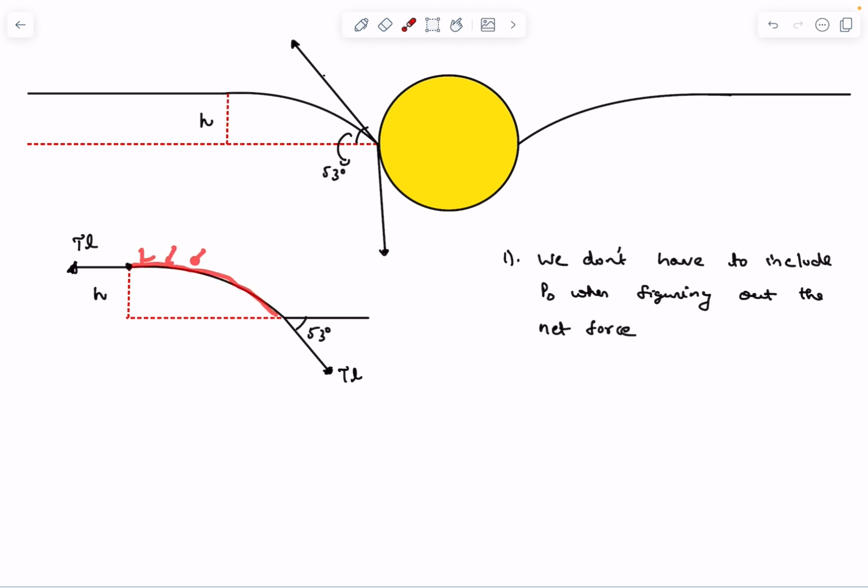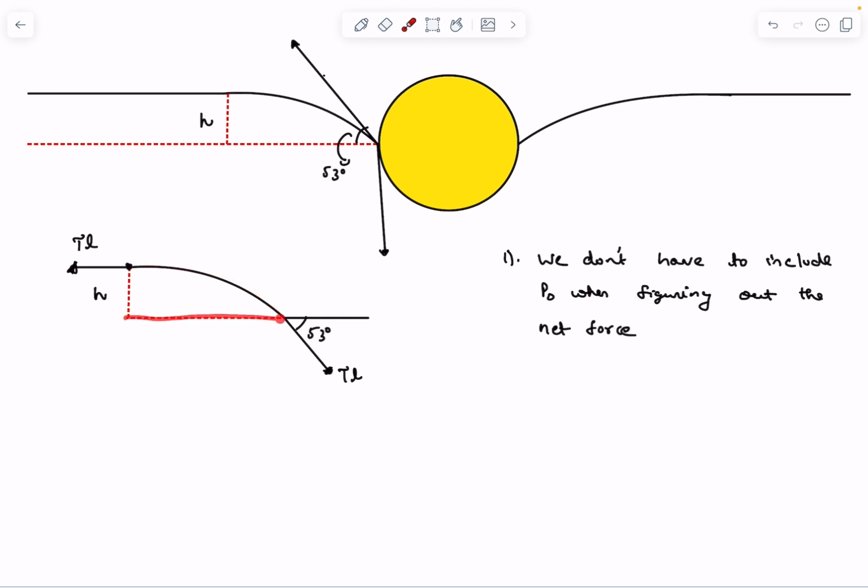P0 is acting everywhere. If I want the horizontal force acting on this layer, I'll take the projected area in the vertical plane, which is this area. So the horizontal force acting on this layer will be P0 times the area of this vertical plane, which let's just say is A. But the same P0 A will act from the left as well, so they both cancel.